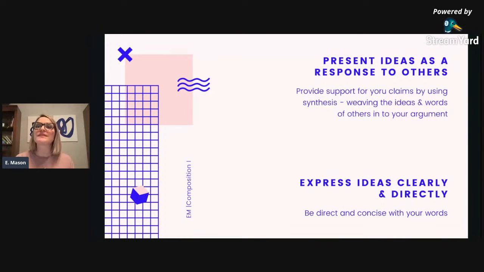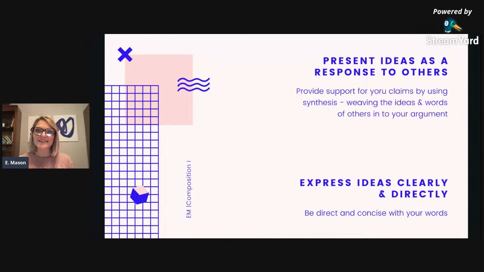The next is present ideas as a response to others. So provide support for your claims by using synthesis. Synthesis is where you're weaving the ideas or words of others together into your argument. You've done all this research, and you're pulling all these different things and using them together, kind of melding them. That's considered a synthesis.